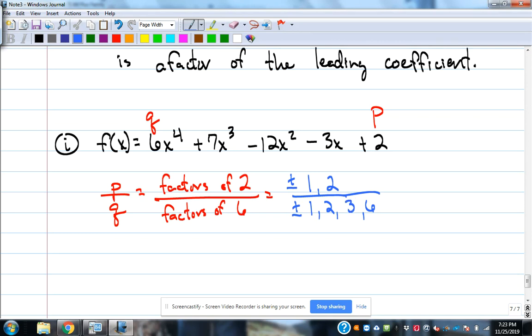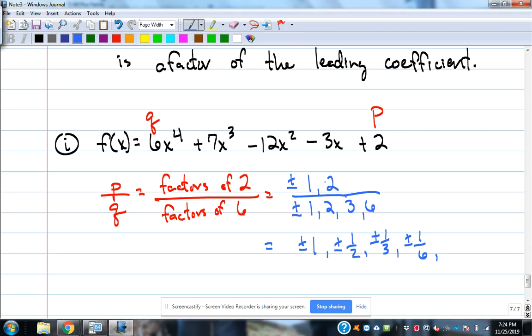Now, here's how we're going to make our list. The list is taking the factors of 2, the top part, and divide each one of those factors by every one of these. Right? So 1 divided by 1, what? 1. 1 divided by 2 is 1/2, right? So I've got plus or minus 1, plus or minus 1/2. 1 divided by 3 would be plus or minus 1/3. 1 divided by 6 would be plus or minus 1/6.